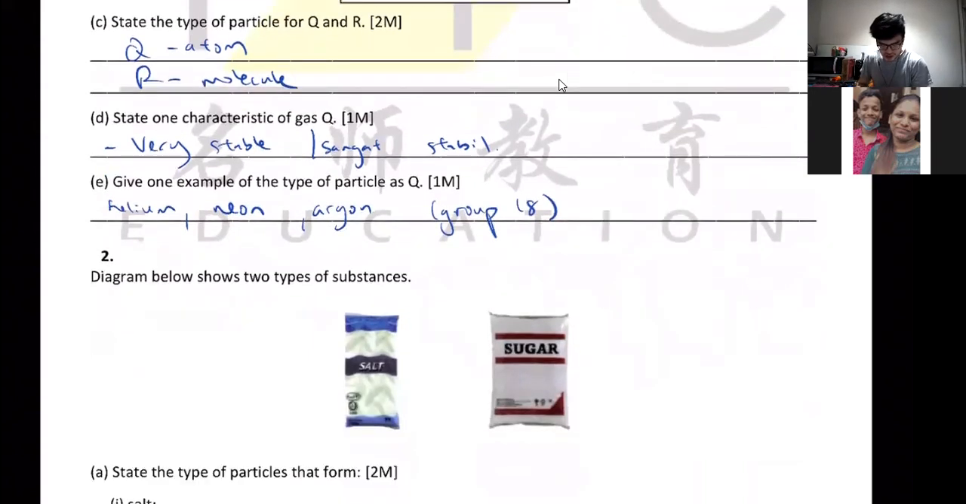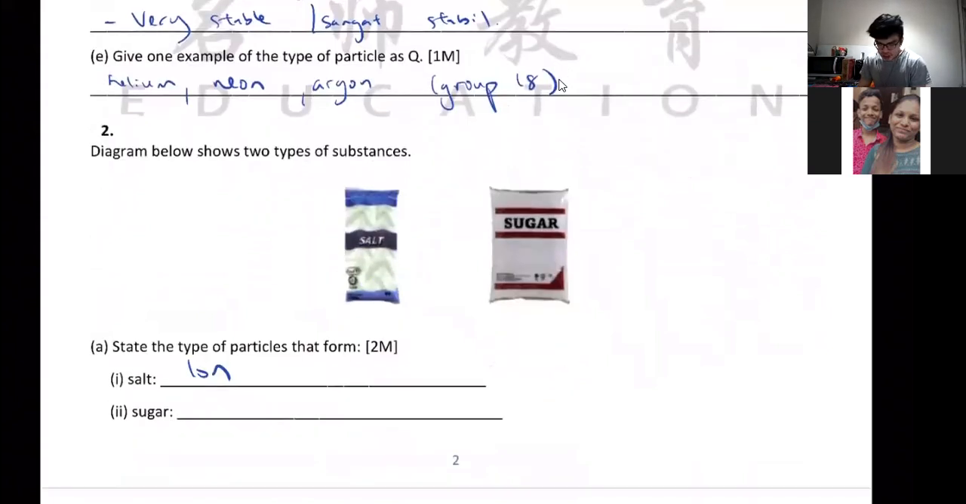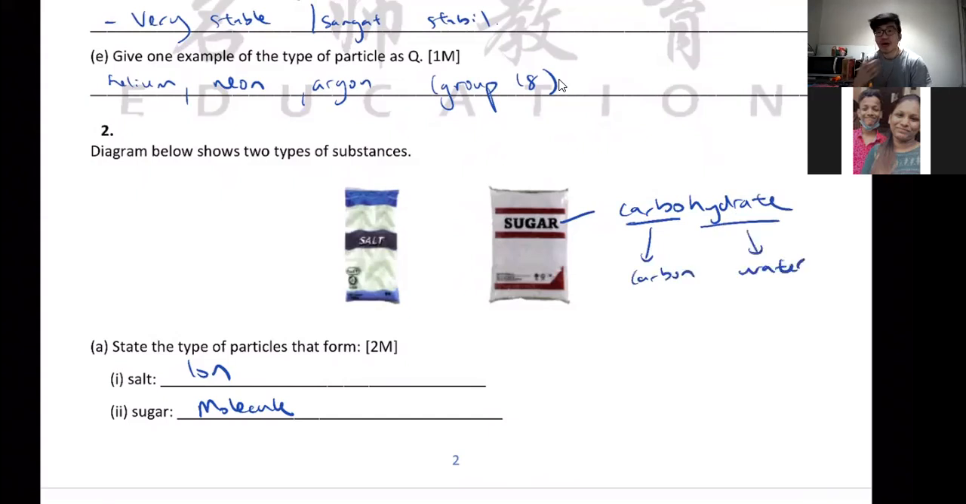Moving on, let's go to question 2. Again, we have the same question. So this is salt. Salt is ionic. Sugar is a molecule. Why is sugar a molecule? Sugar is a carbohydrate. What is carbohydrate? Carbo means carbon, hydrate means water. You hydrate yourself means you drink water.